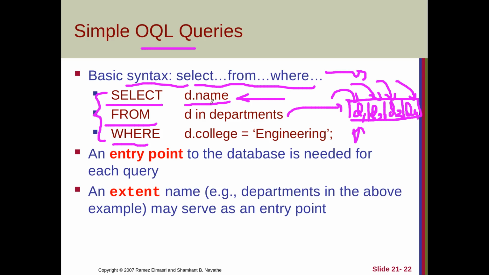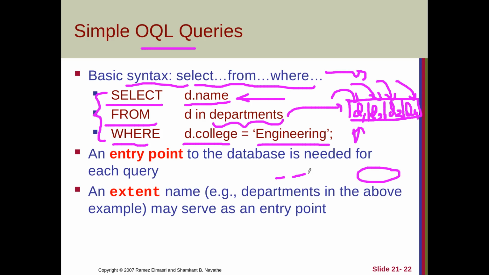So select D dot name from D in departments where D dot college, so for that particular department D, dot college is equal to engineering. So whichever college is engineering, select the department name from the set of departments available. This provision is not available in SQL. How can we select from a group? We cannot select from a group in SQL.